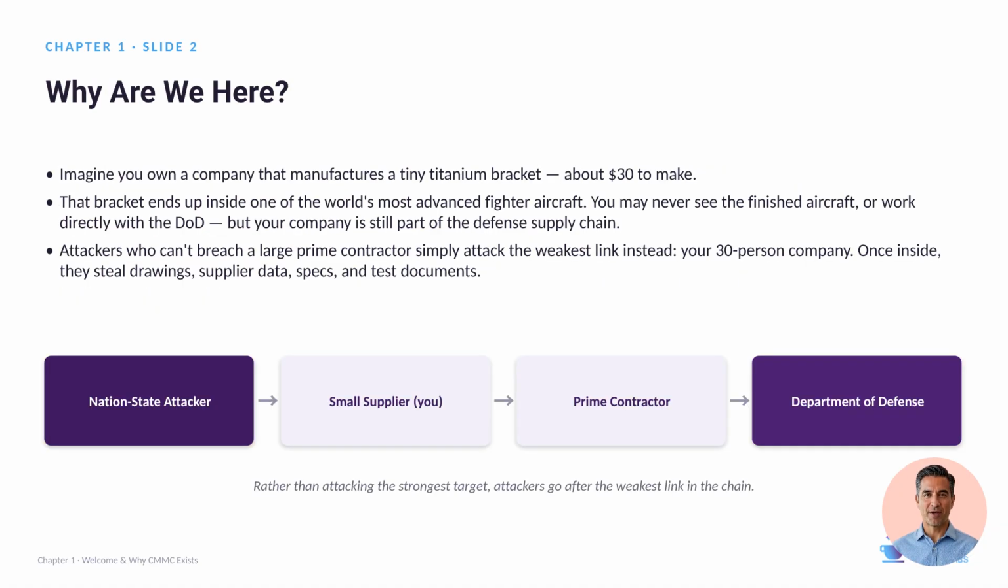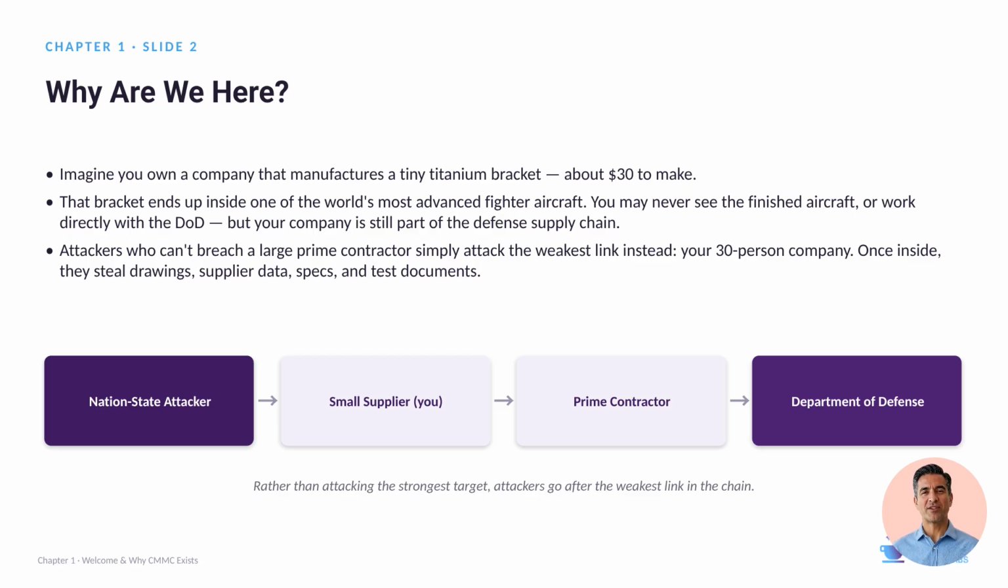Imagine you own a company that manufactures a tiny titanium bracket. It costs about $30 to make. That bracket eventually ends up inside one of the world's most advanced fighter aircraft. You may never see the finished aircraft. You may never work directly with the Department of Defense, but your company is still part of the defense supply chain.